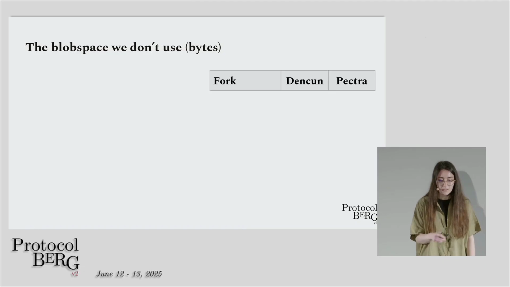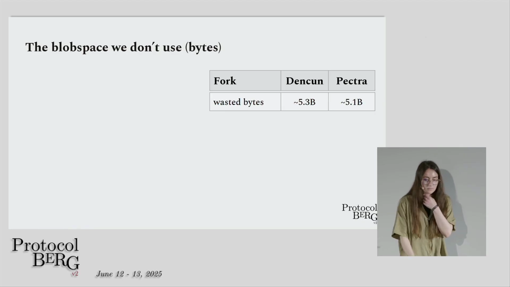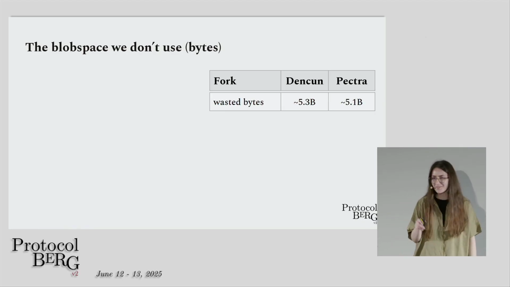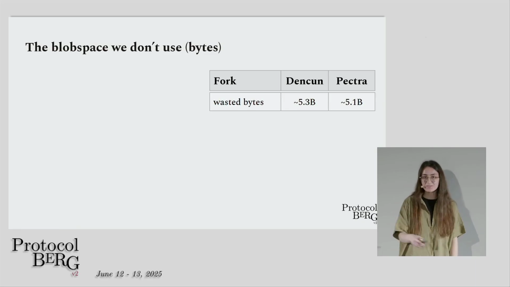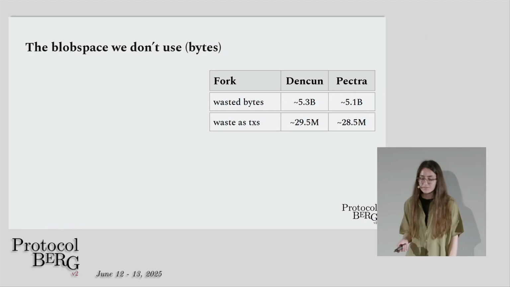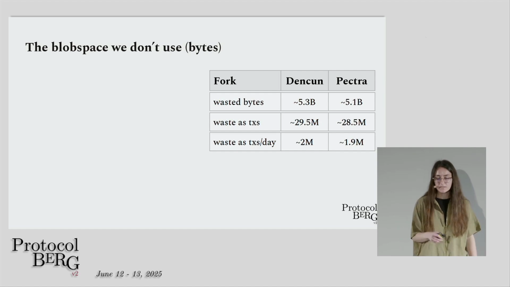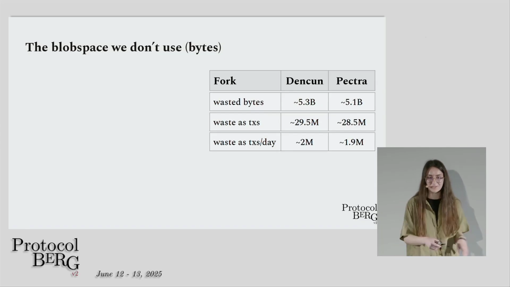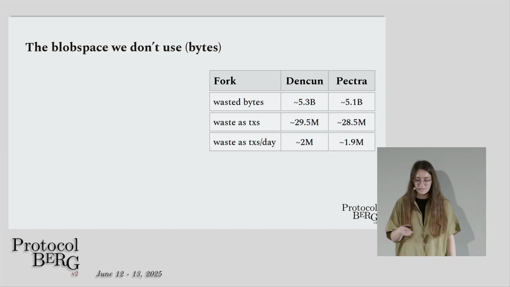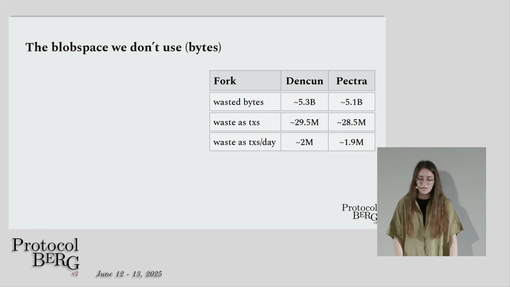Okay. And if you look at the same data set from the first 15 days of Dencun and the last 15 days of Dencun and the first 15 days of Pectra, we waste around 5 billion bytes for each, which in terms of transactions is around 30 million transactions. And that's around 2 million transactions per day for each fork. So this is the transactions that, instead of being used for actual meaningful data, it's just 0 bytes. And I forgot to mention, but for a transaction, I take 180 bytes. Of course, sometimes it's more or less, depending also on the data compression algorithms.